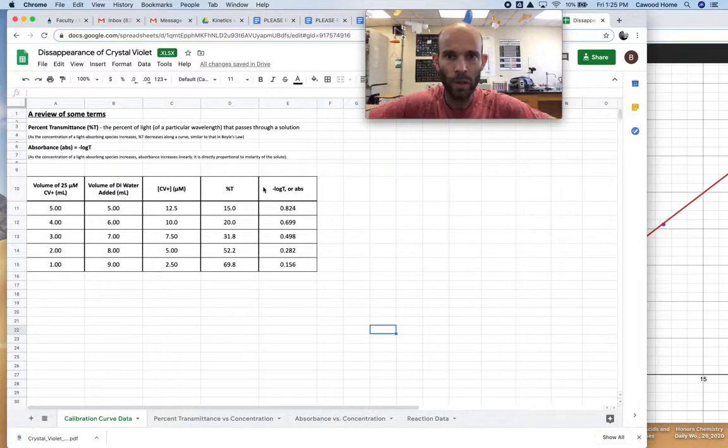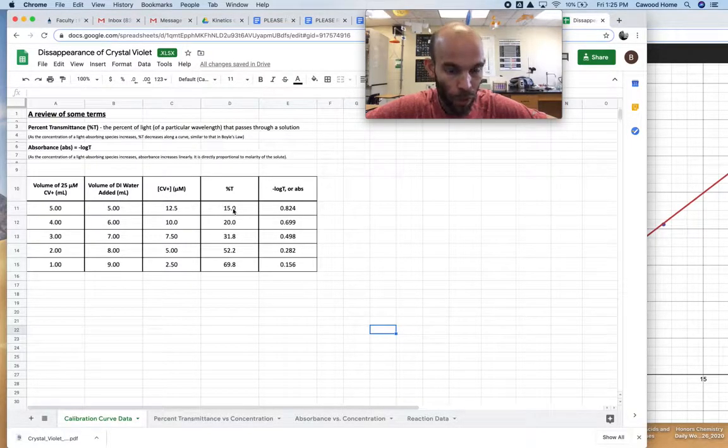But we're trying to ignore its contribution to the rate. So the idea is to keep it really, really high. And it's also helpful if it's high enough for the reaction to go fast, at least over the course of 10 minutes.